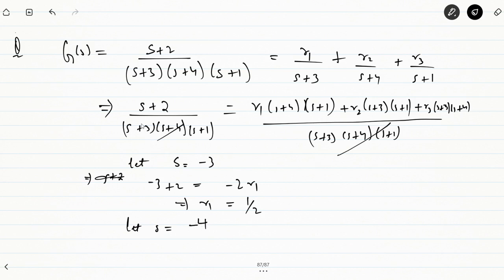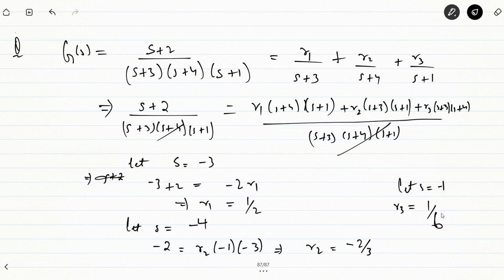अगर s हम minus 4 कर देंगे तो minus 4 plus 2 is minus 2, and the r1 and r3 terms are equal to 0. Minus 4 plus 3 is minus 1, minus 4 plus 1 is minus 3, which implies r2 is equal to minus 2 divided by 3. And let s equal to minus 1, that gives us r3, and r3 will come out to be equal to 1 divided by 6. तो ये आपके r1, r2 और r3 हो गए.